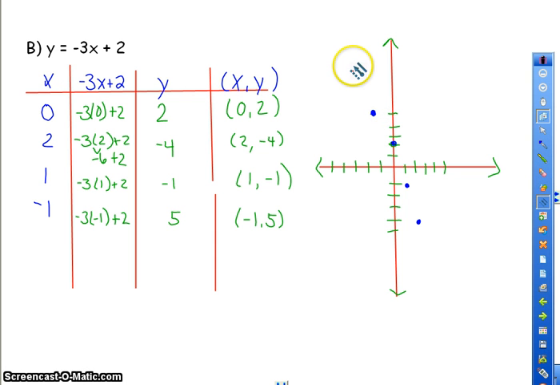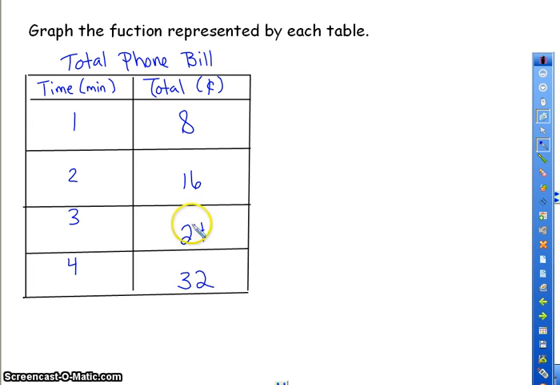Okay, as I connect my dots, you can actually visually see it's going to be a straight line. Once again, it doesn't look perfect because I'm not doing this on graph paper. Okay, put your arrows on either end, and there you go. All right. Graph the function represented by each table. So now I'm just graphing.